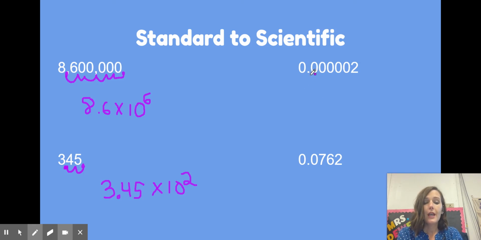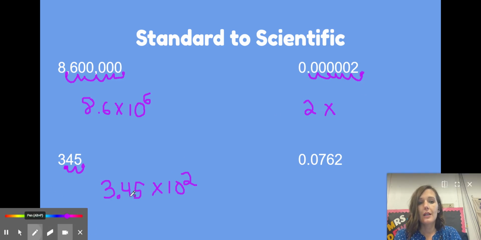So same way if it's a negative. So here's my original decimal, and then I want my other decimal after a single digit. And then I'm going to count how many times I had to move that. 1, 2, 3, 4, 5, 6. So I moved it after the 2, and there's no other digits to write down, so I could just write down 2. But it was a number smaller than 1, so it's going to be a negative. So it'll be times 10 to the negative 6.